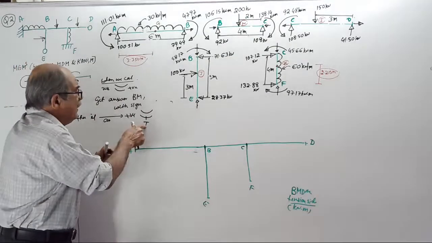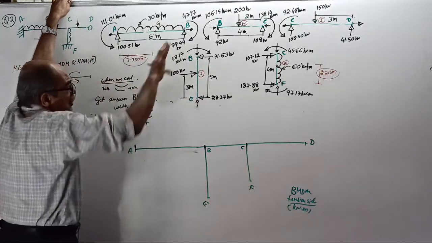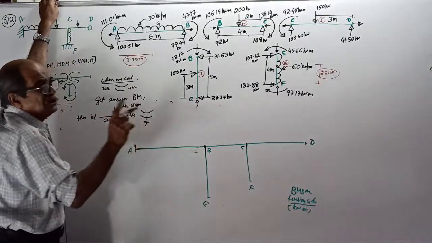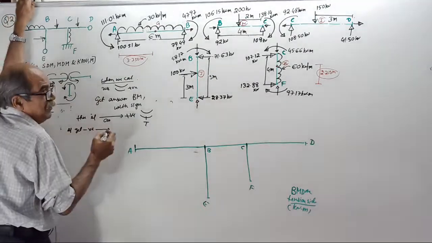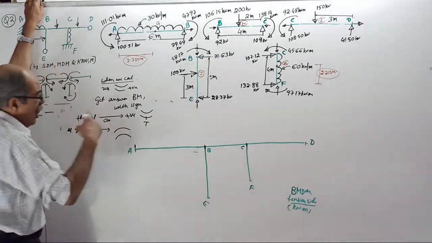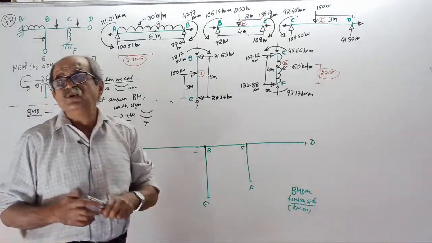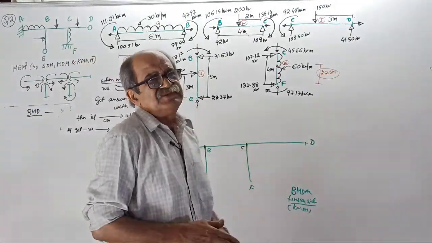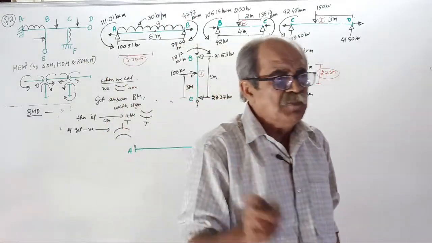Plot the value on which side tension is coming. So for beams, if it comes positive, tension is below, plot the value below baseline with no sign. And if we get negative sign, that means the bending moment is hogging. Hogging means tension comes at the top. Plot the value without sign on upper side. That is for beam.